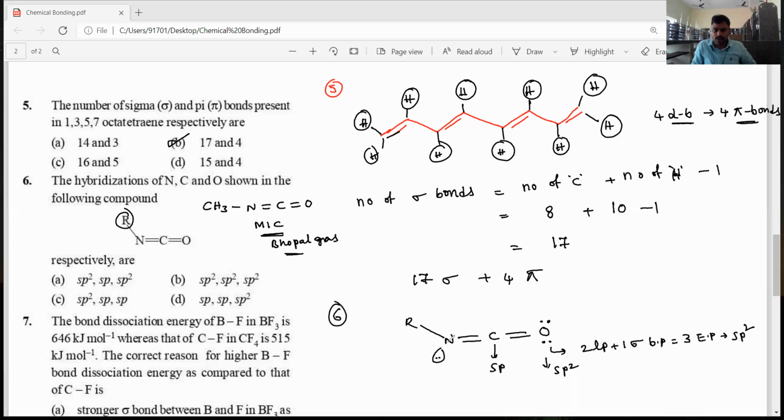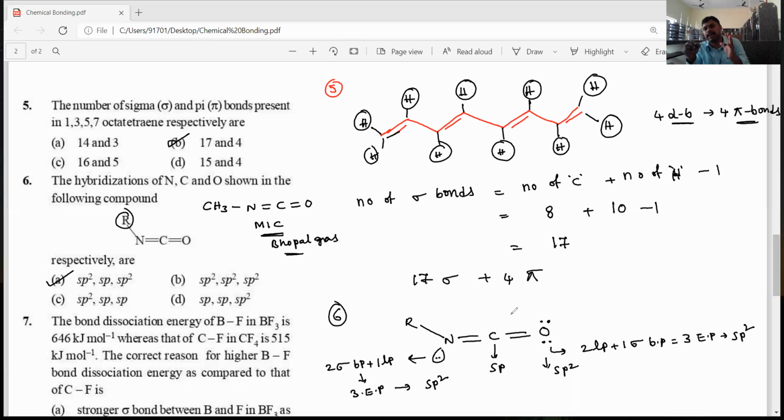And coming to nitrogen, this nitrogen has 2 sigma bond pairs plus 1 lone pair present. That's why total 3 electron pairs. The total 3 electron pairs means its hybridization is sp2. So the correct sequence of hybridization is sp2, sp, sp2. sp2, sp, sp2 means option A is correct. Okay, students, this is about the hybridization of nitrogen, carbon, and oxygen.